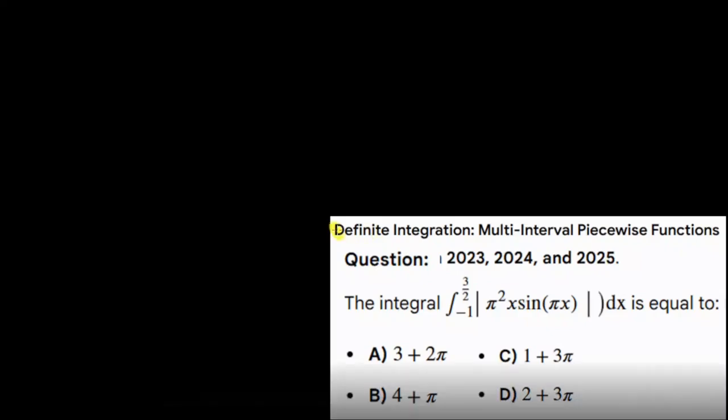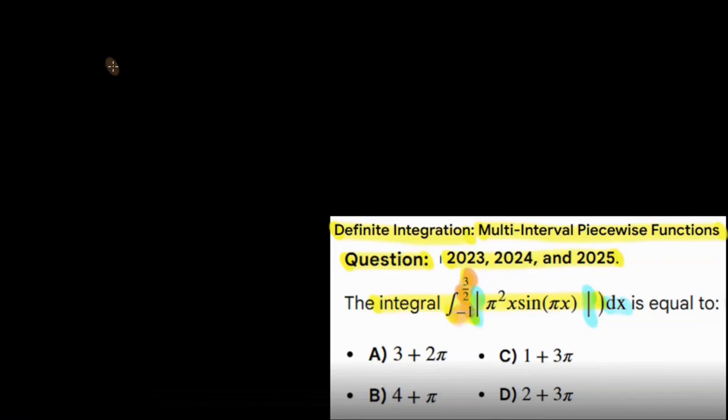Today's question is on definite integration, dealing with multi-interval piecewise functions. This and similar questions appeared in JEE Main 2023, 24 and 25. We have to evaluate this definite integral from -1 to 3/2, where pi square x sine pi x is placed inside a modulus sign dx. Since the function is placed inside the modulus sign, we have to analyze the signs of the function between -1 to 3/2.